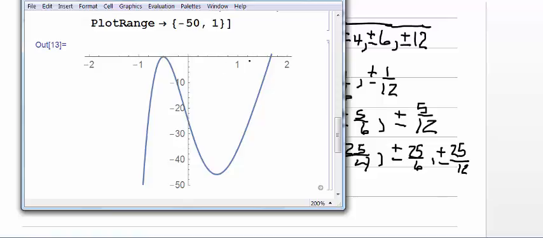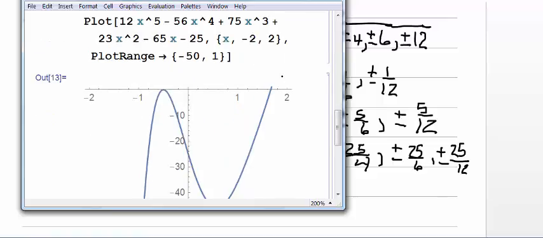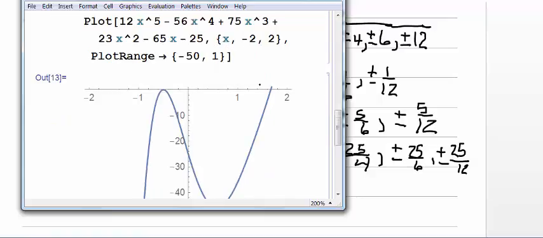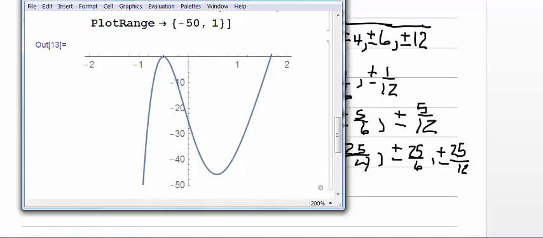And I can actually zoom in even closer, but I've got a zero between negative 1 and 0, and another between 1 and 2. I see that one has an even multiplicity because the graph only touches at that 0 between negative 1 and 0. The 0 between 1 and 2 has an odd multiplicity.